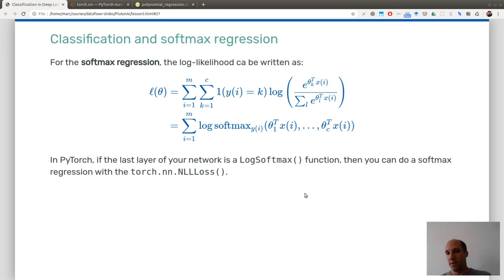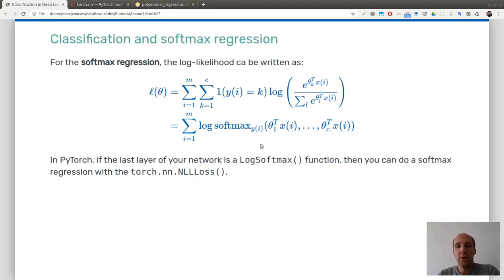Okay, so again, for the softmax regression, you can write the log likelihood explicitly. This is a sum of terms, and each time you have only one term in this big sum over the samples which is non-zero, because this function is equal to 1 only when y is equal to k, and this is a given probability, and you take the log. So this is the log of the softmax function, and you are looking only at one component of this softmax function corresponding to the true class.